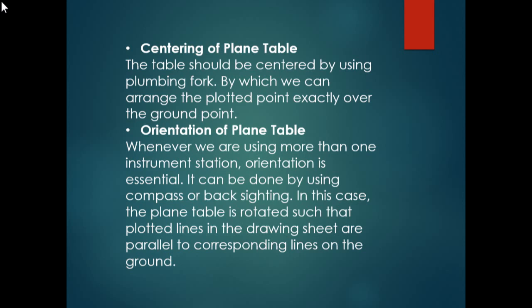Orientation of the plain table. Whenever we are using more than one instrument station, orientation is essential. It can be done by using a compass or back-sighting. In this case, the plane table is rotated such that the plotted lines in the drawing sheet are parallel to the corresponding lines on the ground. It should always be parallel to the corresponding lines on the ground. Then only the orientation of the plane table will take a correct value.